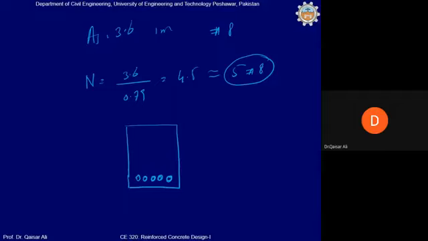then you have to satisfy one of the requirements of the code, which says that the clear spacing between two bars in the same layer, or the clear spacing between two layers, will be at least equal to 1.5 inches. Now please calculate this spacing. What will be the clear spacing between these bars?